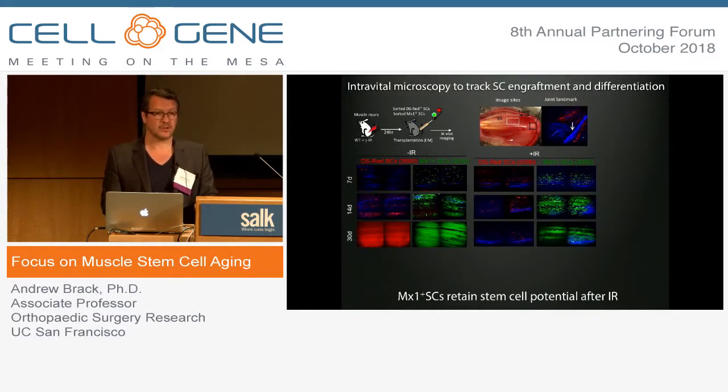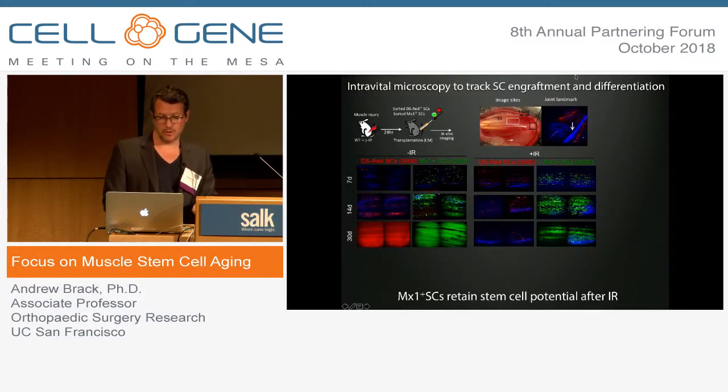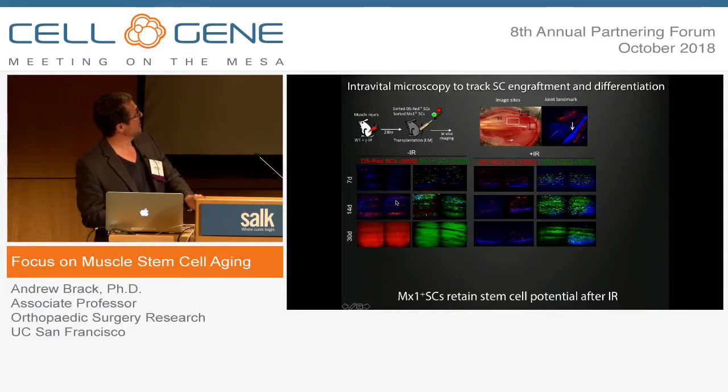So we then begin to transplant these cells in vivo and ask, how do they compare? We injected the total population of satellite cells, marked by a genetic red tag, and we put in the rare MX1 cells at the same number. This is using live 2-photon confocal microscopy, so we can actually image the same muscle over time. We put the total population in, and we see engraftment, proliferation, and fusion. The MX1 cells efficiently engraft, proliferate, differentiate, and fuse in the absence of irradiation. So again, they seem to be a better stem cell.